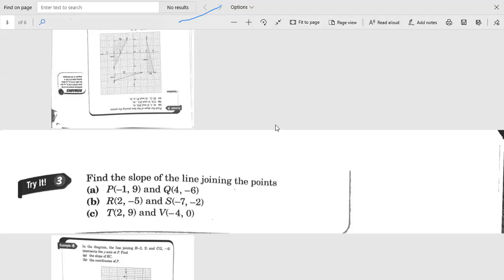If you get the answer, I'd like you to simplify it, make it to the smallest number. Okay, I have a couple questions right now, and then I have some answers.